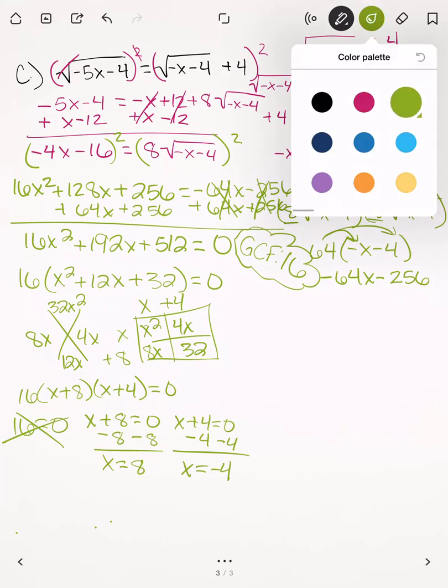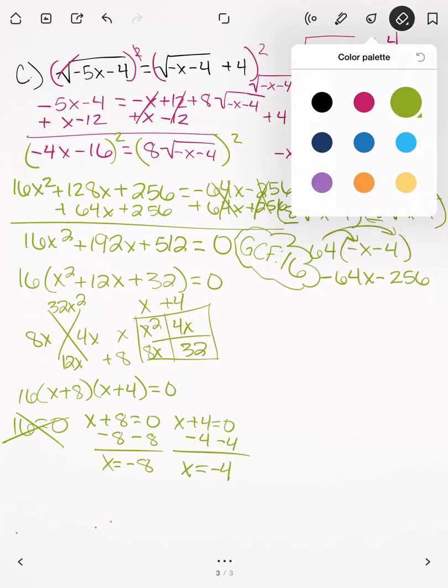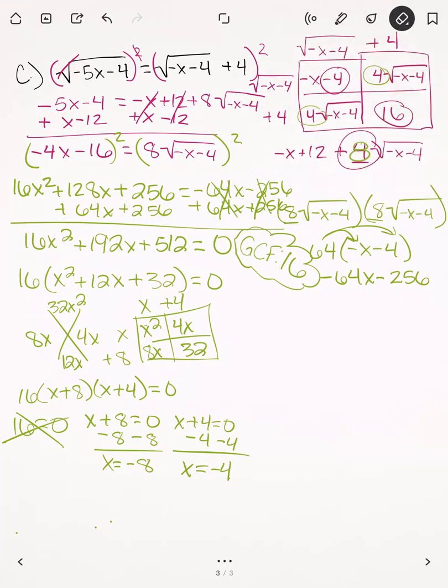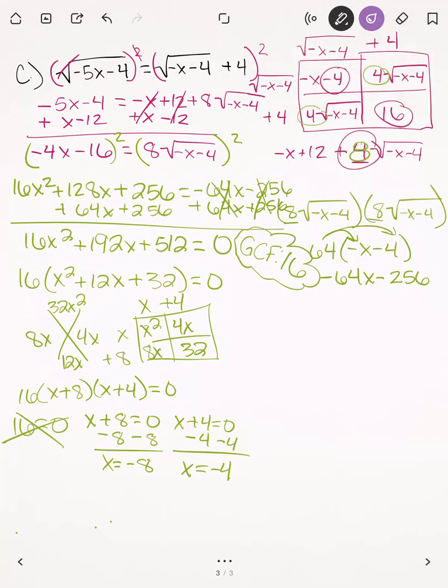I just noticed I forgot a negative sign right here, so let me fix that so you can see it better. Negative 8. So we have to check both of our numbers. So here we go. I'm going to start with negative 8. We're checking our work. I'm plugging negative 8 into both sides.